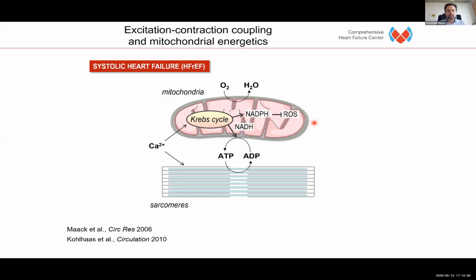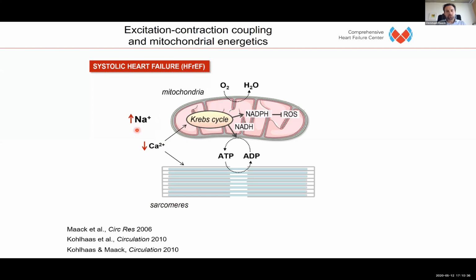And over the last years, we have worked on several mechanisms of how, in systolic heart failure, a mismatch between energy supply and demand can induce oxidative stress. And one problem in systolic heart failure is that there is a decreased calcium release from the sarcoplasmic reticulum, and because the SR is in very tight spatial communication with mitochondria, this decreased SR calcium release and load hampers calcium uptake in the first place.